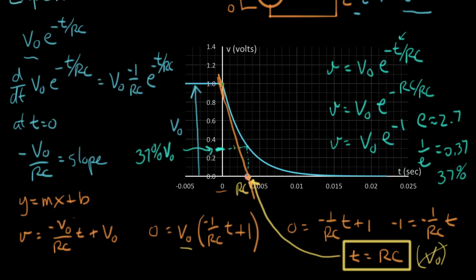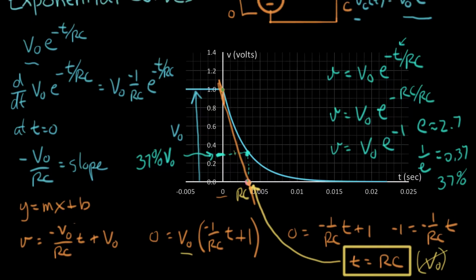So that's two little things we're going to tuck away in our head. The time for that line to hit the time axis is RC. If I want to know the value of where the exponential actually is at time equals RC, it's roughly 37% of where it started from. Okay, that's the basic idea. And in the next video, I'll show you how to use these ideas to sketch exponentials really quickly.